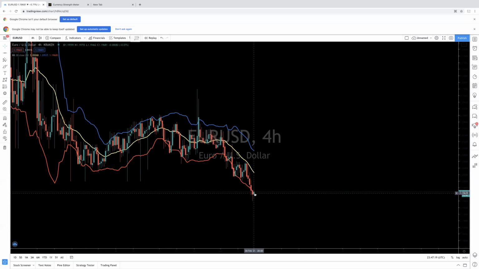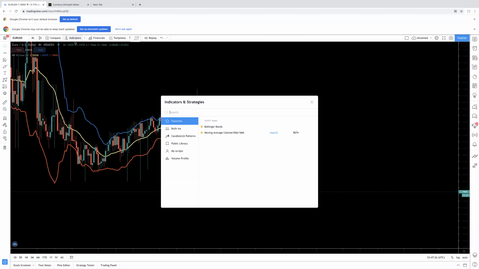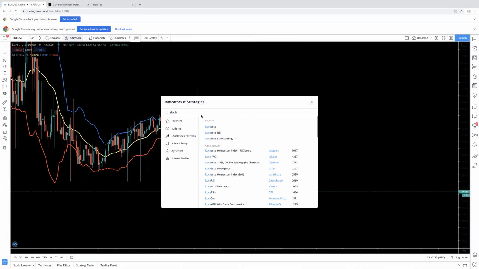And the next one was green, exactly what we need. That's what we're looking for. We're going to use another confluence and we're going to add our stochastic just for the last little bit that we need to say, yes, we should get in this trade. And once we get this, we should be good to roll.